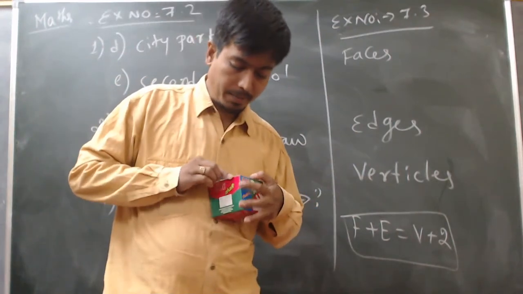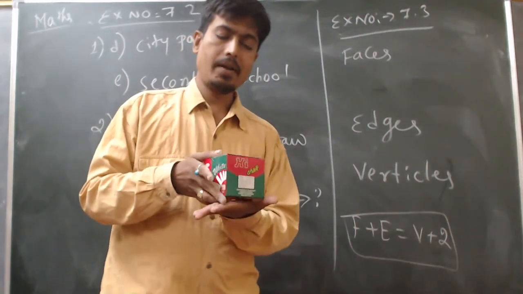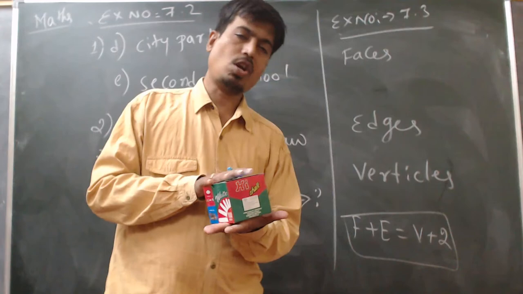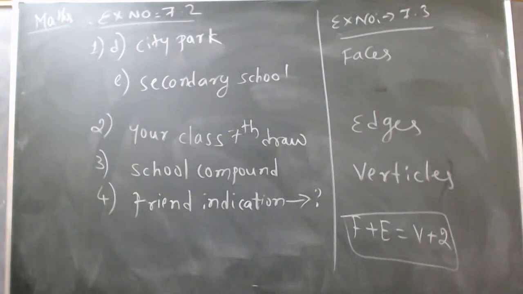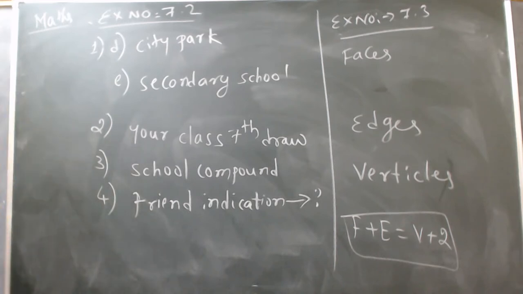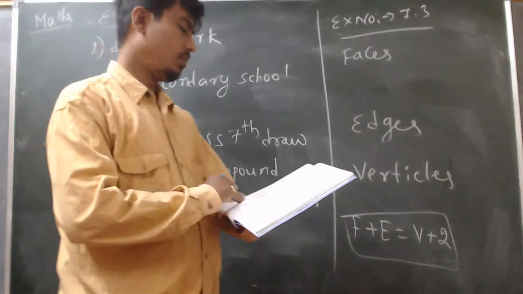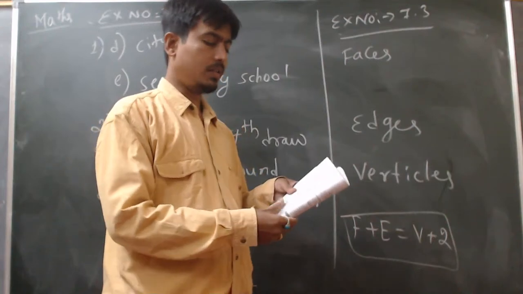And where the edges come and meet, they are called vertices. Now in my hand we have a chopping box, which is in the shape of a cuboid. Later on we have some questions in our textbook: triangular pyramid, triangular prism, pyramid with a square base, and prism with a square base. We are going to see these definitions on page number 96. So you have to draw these diagrams.